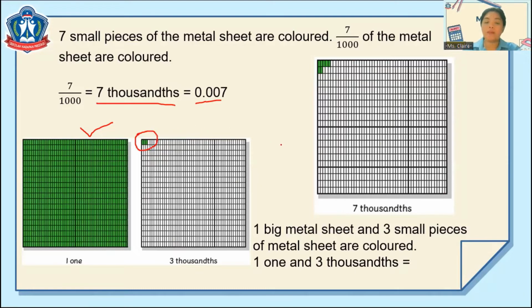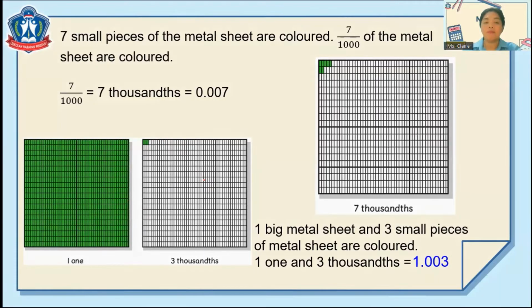Okay, so we have one whole metal sheet and 3 parts that are shaded. If we add them together, that is 1 and 3 thousandths. If we write this as a decimal, that is equal to 1.003. So the 1 here is the whole number, the full one, and the 003 is the 3 parts out of 1000.